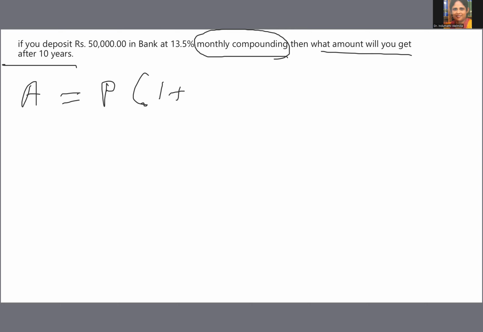When we convert it to decimal, 0.135, okay, that is the interest rate, and it should be divided by n. N means 12 times because of monthly compounding, and then you need to multiply this by how many years? After 10 years, so 12 times 10 is 120, right? Okay. So anyway, you can do that, no worry about that.